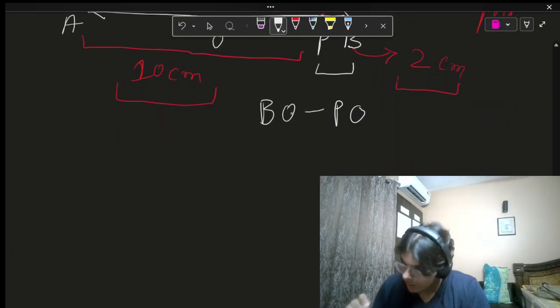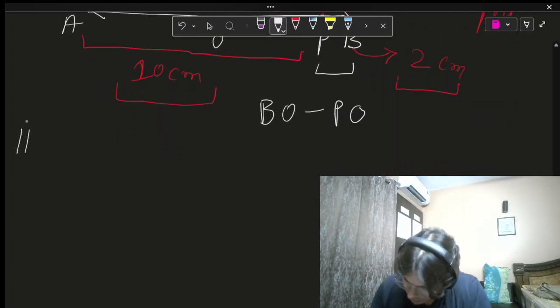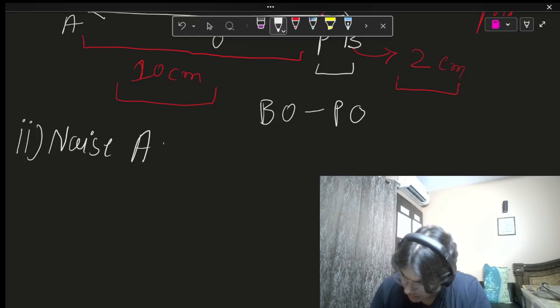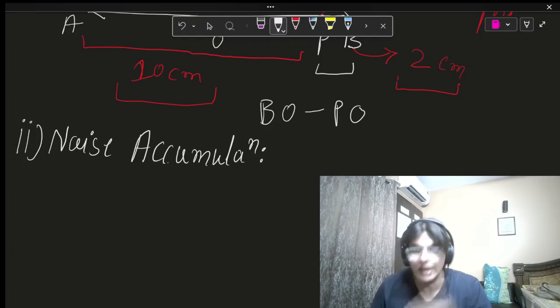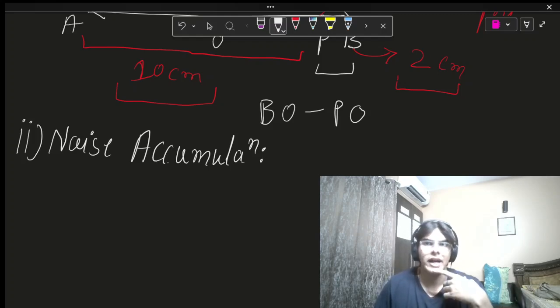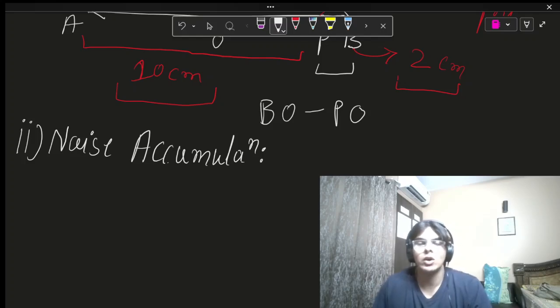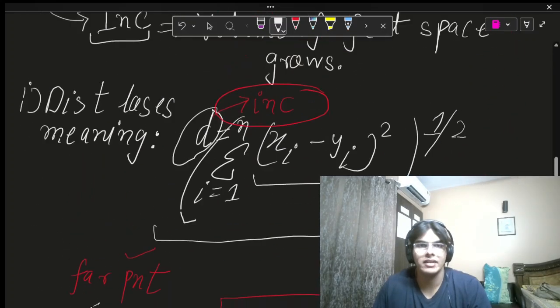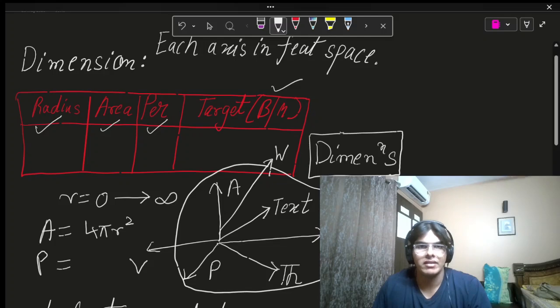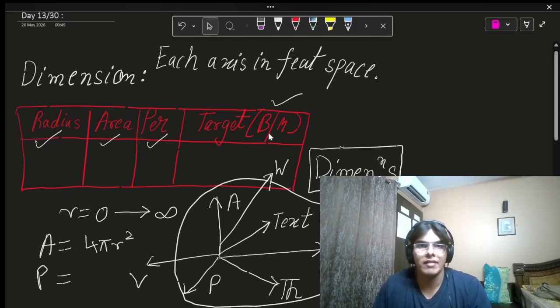Now, number two is also pretty simple. It is noise accumulation. So the thing is that any data set that we talk about has relevant features and irrelevant features, right? Relevant features are the ones which are most closely related to predicting. For example, let's say I've got a breast cancer classification problem here, and I have to predict whether the cancer is benign or malignant.